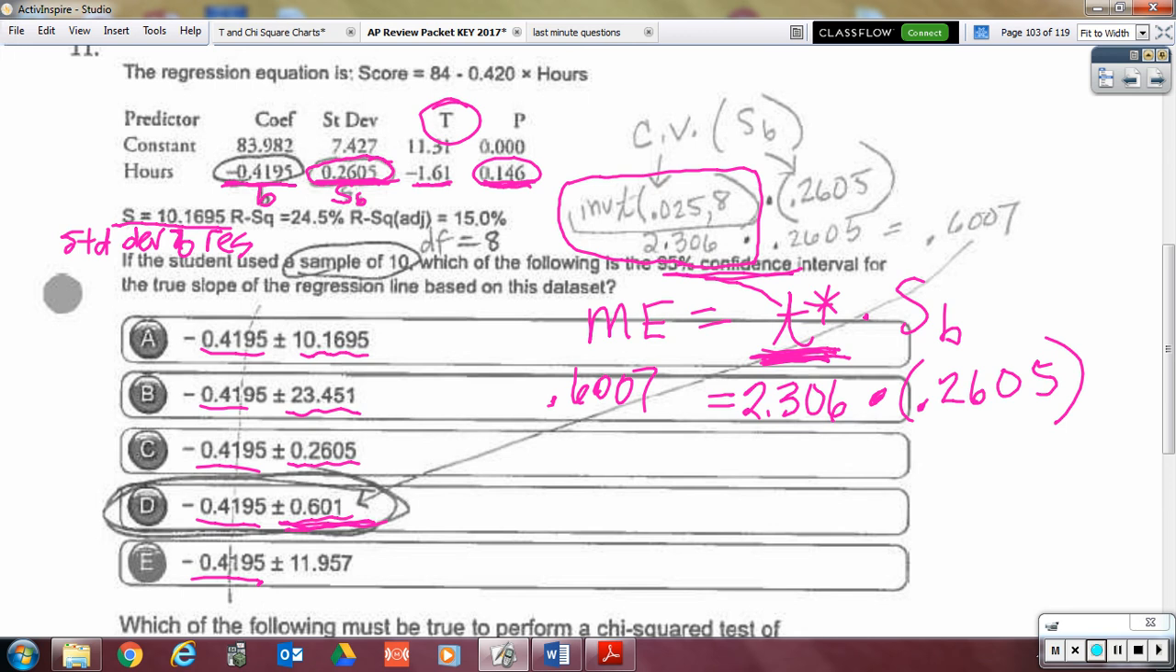Yes. The z-star? Because this is a test for slope. This is a test for slope of the regression line, and that's a linear regression t-test. Test for slope is a linear regression t-test. Okay? All right. Moving on.